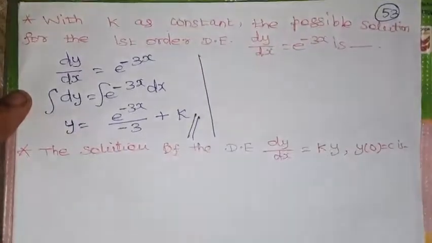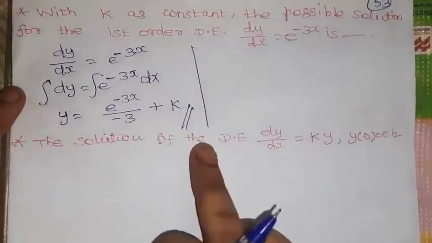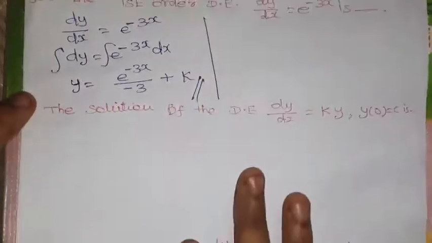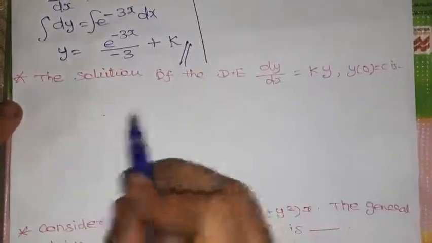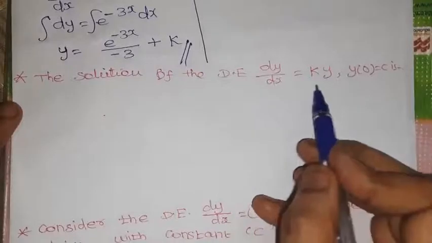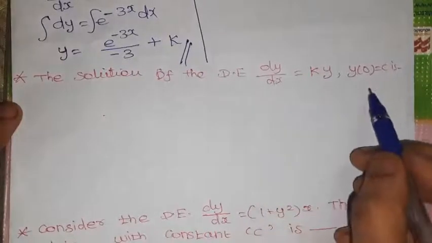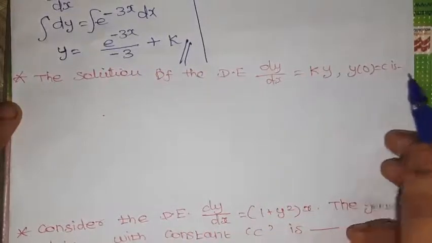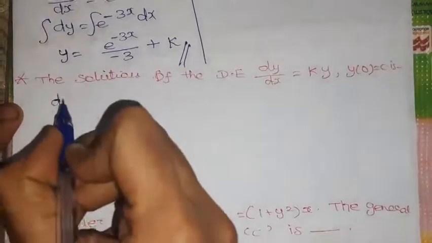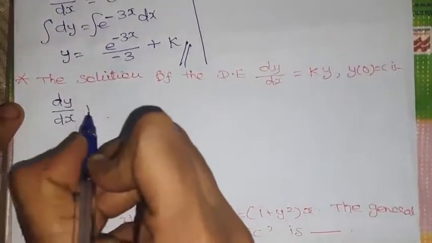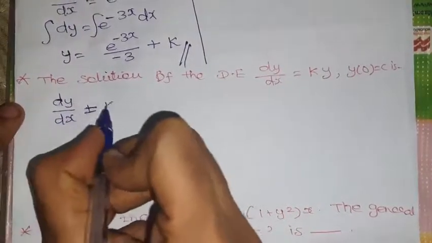So it is enough. e power minus 3x divided by minus 3 plus k. Okay. Then we'll move on to the next one. The solution of the differential equation dy by dx equal to ky, then y of 0 equal to c. Okay. What is given? Let's see how to solve this. dy by dx equal to ky.